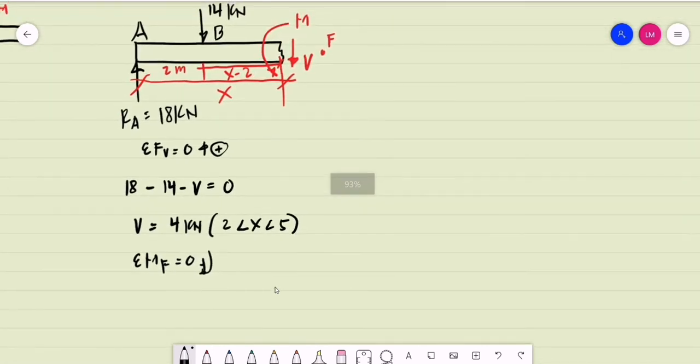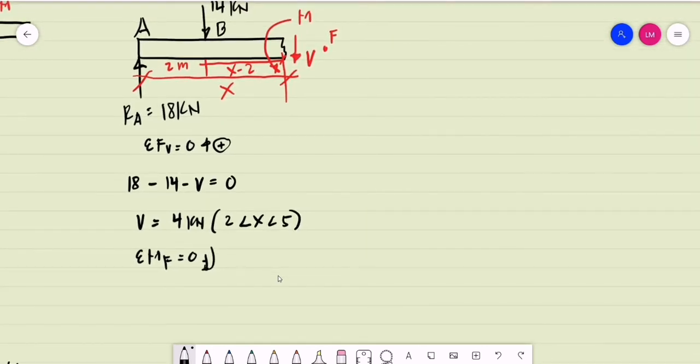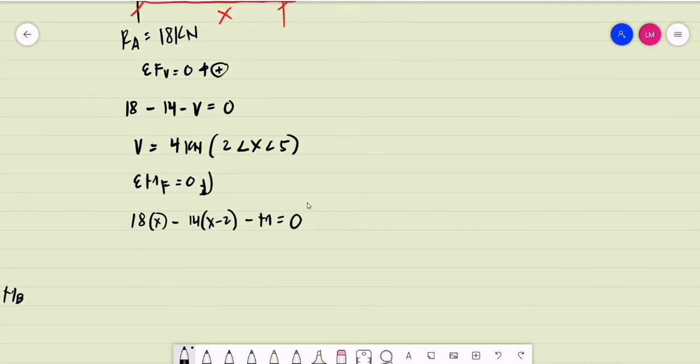So what are the positive moments? We have that reaction at A, this is 18 for a distance of x, minus the 14 kilonewtons for a distance of x minus 2, then minus the moment at point F is now equal to 0. So we'll be having a moment equation that is equal to 18 of x minus 14 multiplied by x minus 2. This is for the interval of 2 less than x less than 5 meters.